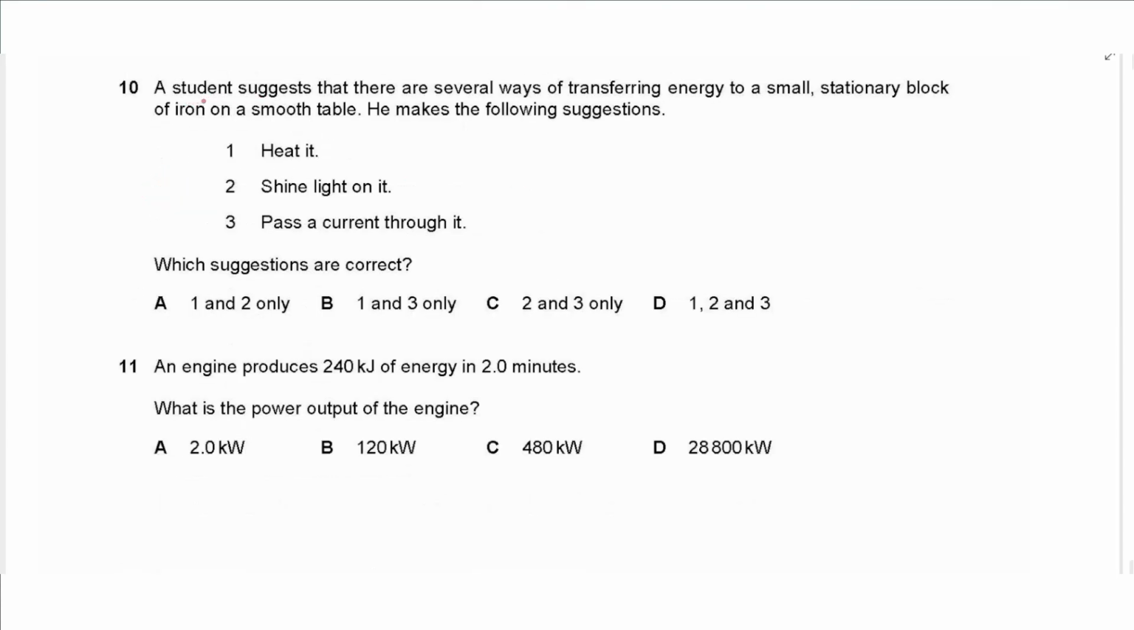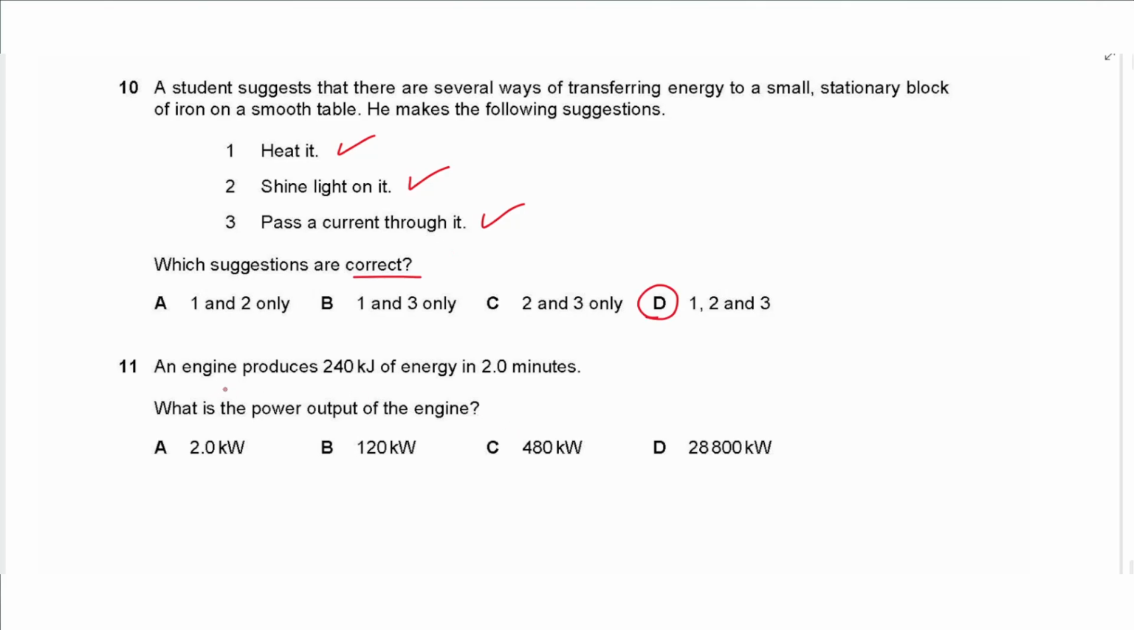Question 10 says a student suggests that there are several ways of transferring energy to a small stationary block of iron on a smooth table. He makes the following suggestions. Heat it, that will transfer energy. Shine light on it, that will heat it again. Pass a current through it, that will also give it energy. So all sentences are correct, so the answer is D.